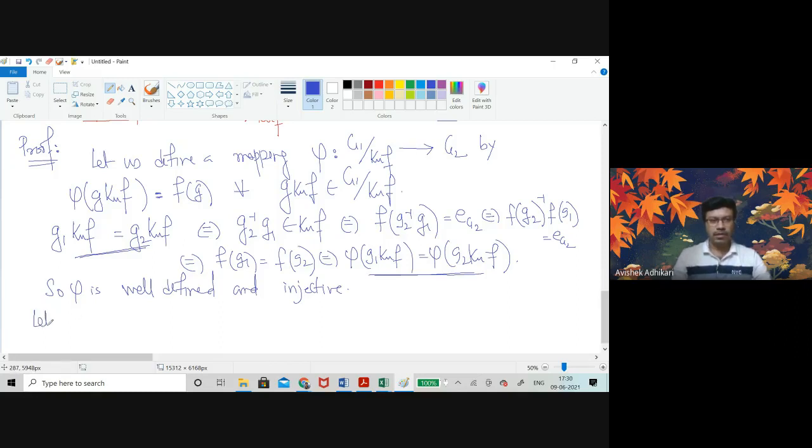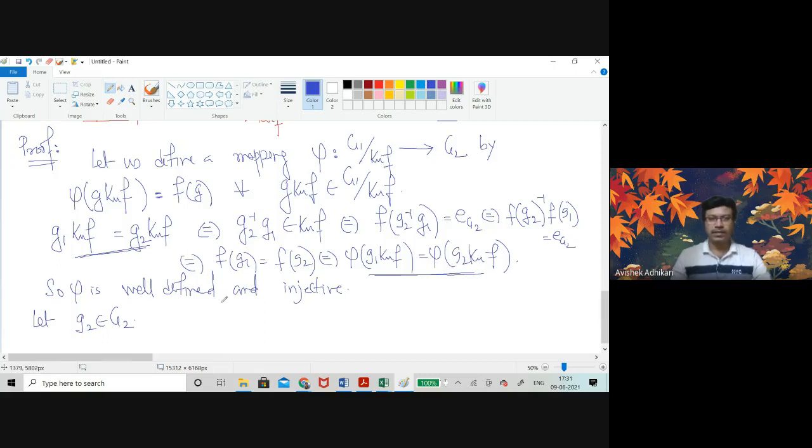Okay. So, what you need to prove then is that phi is surjective. So, let us take some element, say g2 belonging to G2. For this g2, you need to find some element of this set such that phi of that element should be equal to g2. Can anybody tell me what this value should be?